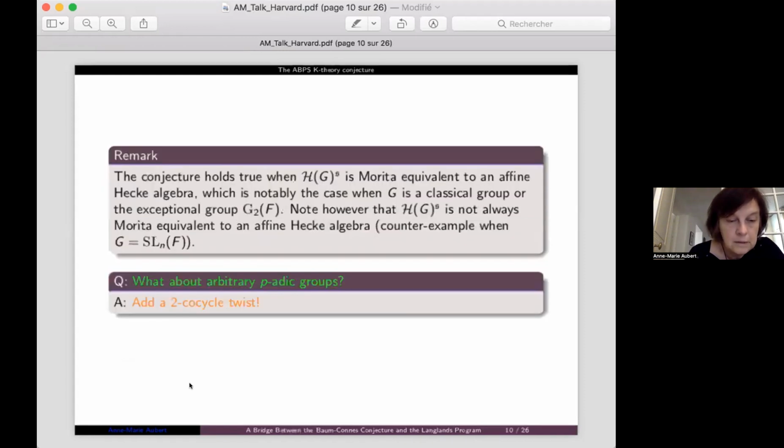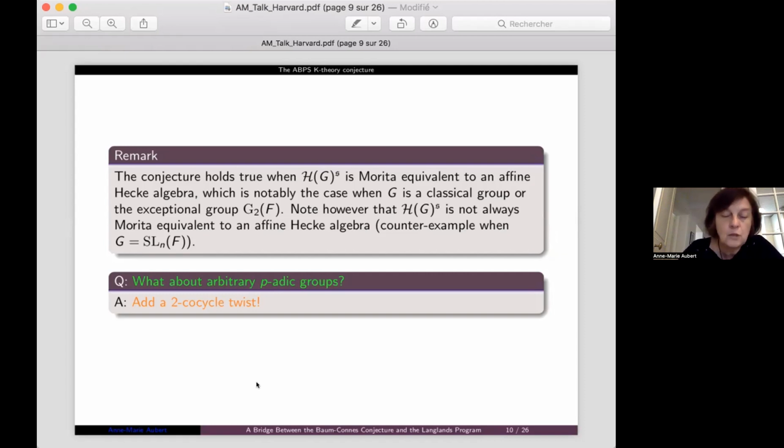So, some remarks. We proved it with Solleveld in the particular case where the Levi is a torus and the representation sigma has a fixed point by an Iwahori subgroup. But we proved it only up to torsion. And later, Maarten Solleveld proved it in the case of affine Hecke algebras. So in the case where this part of the big algebra is Morita equivalent to an affine Hecke algebra, then the conjecture is true. So it is in particular the case when G is a classical group or an exceptional group of type G2. But it's not the case, as I already said, in general for SL_N.